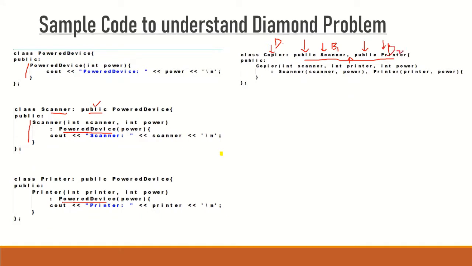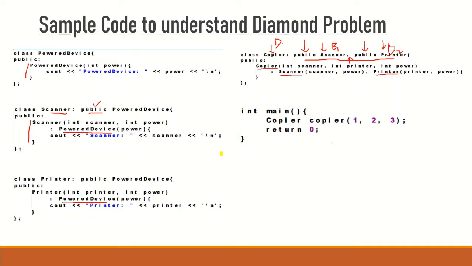Okay, base 2. So this is multiple inheritance. Again, we have a copier constructor here. When you want to initialize the copier constructor, we need to initialize scanner first and printer first. So we are initializing scanner and we are initializing printer from copier. Just look at the main method here.